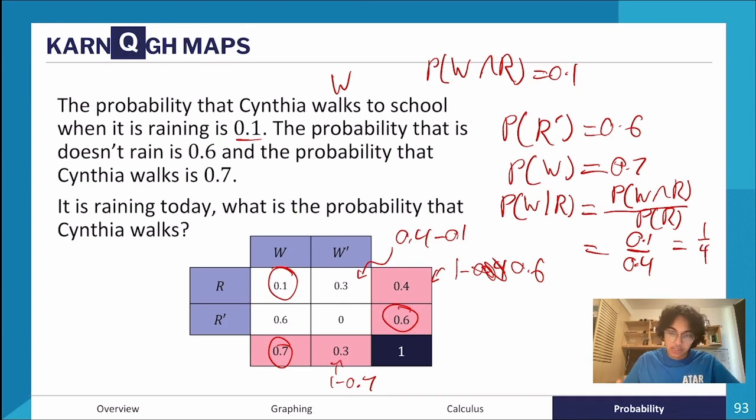The way I recognized that it was conditional probability is because they gave me this statement here. They told me that it's raining. I was going to calculate this given that something has already occurred.